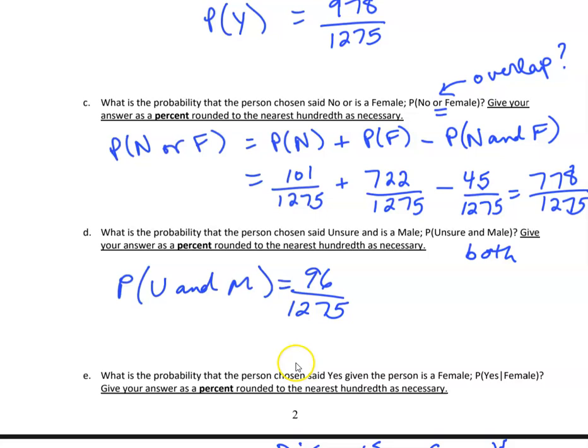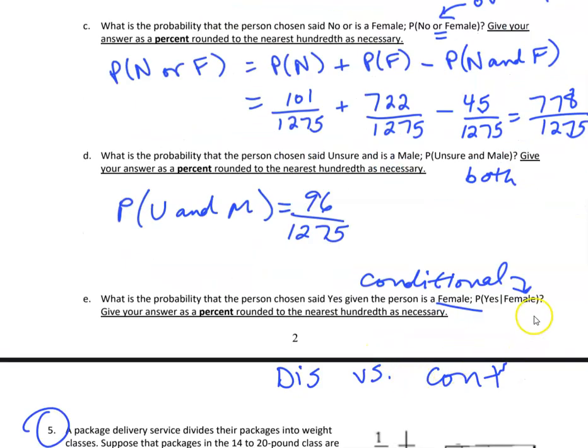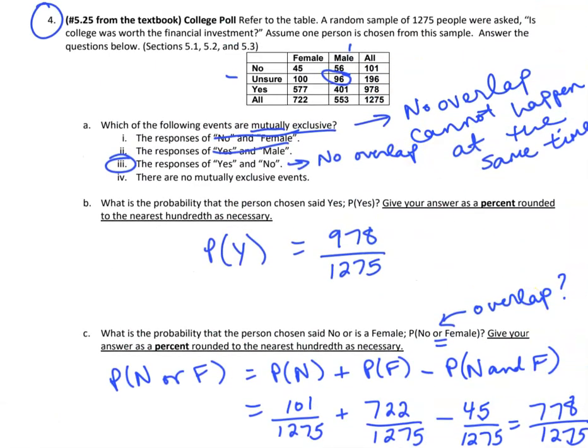And then the last question says, what is the probability that the person chosen said yes, given that the person is female? When you see the words "given that," that's the clue that you're using what's called conditional probability. Conditional probability means on the condition that somebody is a female. We only are interested in the second group after the words "given that," or after that little line symbol. In this case, that's the female. That changes your sample size. So instead of looking at the entire 1275, now I'm only looking at the females, exclusively from the female group.